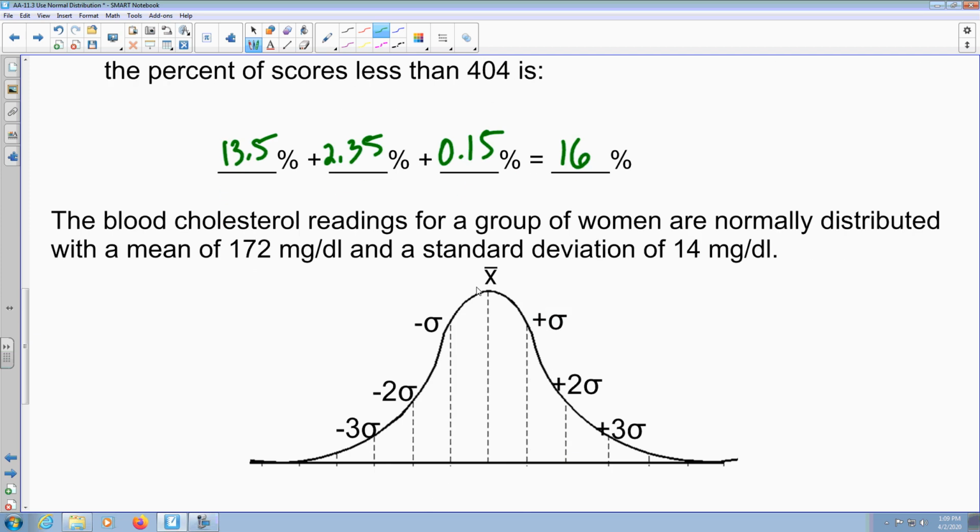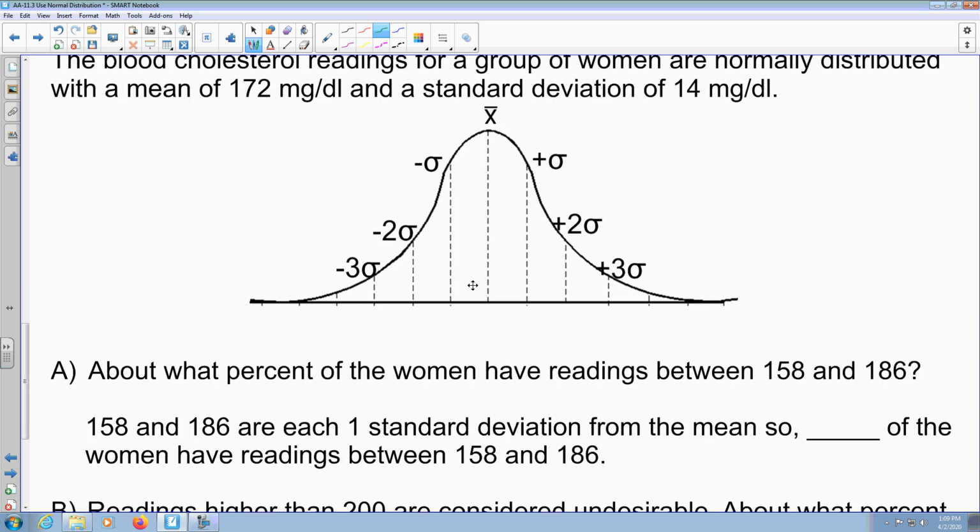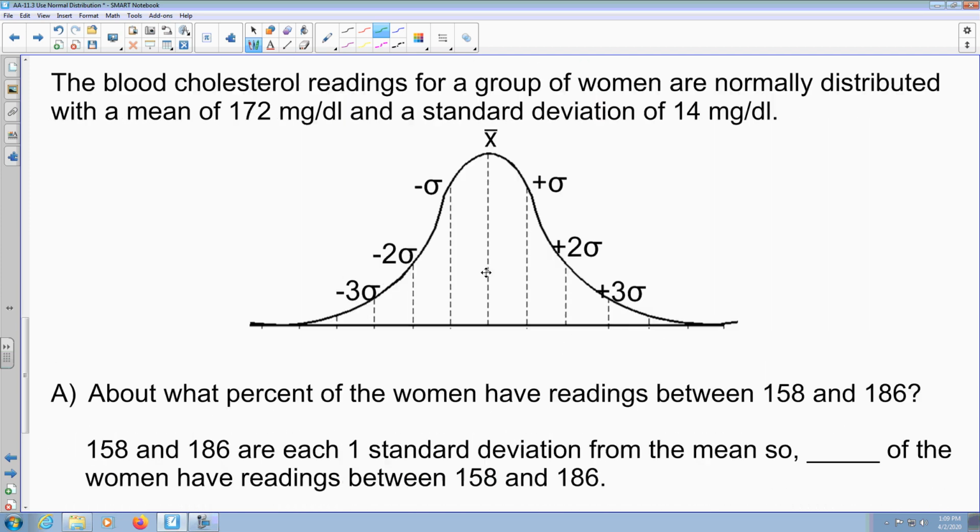Okay. So same idea here, different example. It says the blood cholesterol readings for a group of women are normally distributed with a mean of 172. So I'm just going to write that in right away. And then the standard deviation is 14. So that means anything to the right, adding 14 to each of these after the mean.